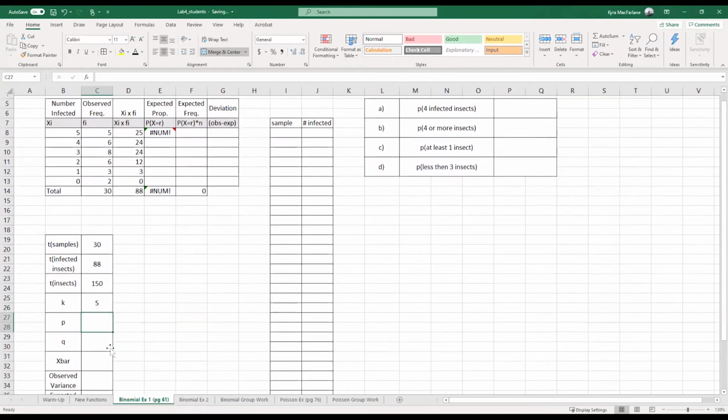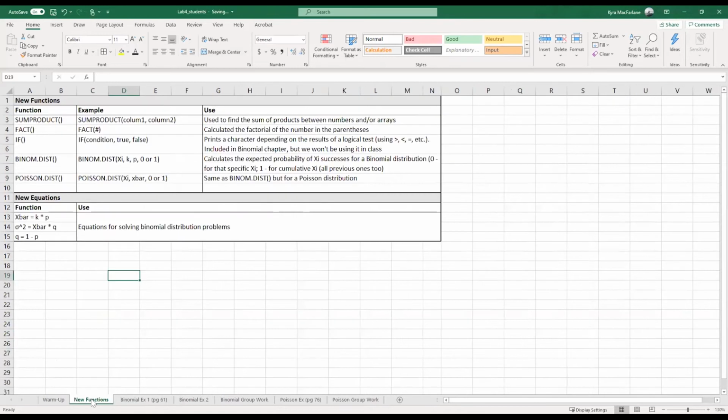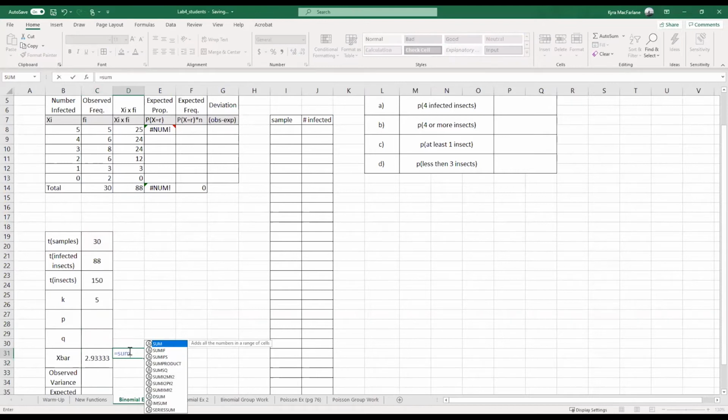Okay. Next, we can calculate our probability of success using our equations. Or actually, let's calculate X bar first. We'll calculate X bar using that weighted mean equation. You can do either XI-FI, this is the sum of XI-FI right here, divided by N, our number of samples. Or you can use that sum product function that I showed you the other day: sum product of this column and this column divided by our total number of samples.